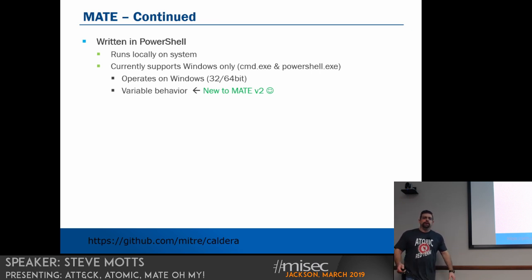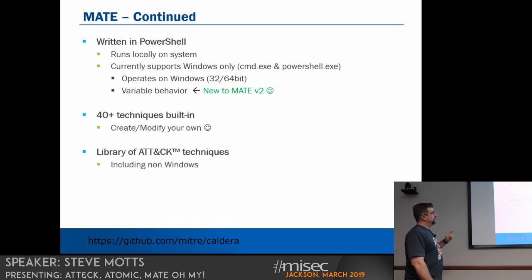So, I mean, it's up on GitHub. You just download the repo, and you're ready to go. And you can run all the techniques that are covered right there. It operates on Windows 32 or 64, and I just released version 2 last week that now allows you to do variable behavior, and we'll get into that in a second. Right now, it has 40 techniques. What's nice about MATE, you can easily create your own, and you can modify your own. It's really simple, you'll see.